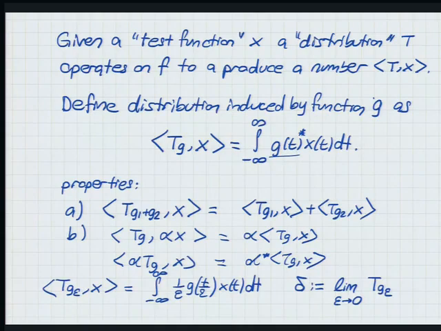And as a result of this limit, you can also conclude that delta acting on a test function would give you a result of this integral that's a limit as epsilon goes to 0. And that will actually give you x of 0. Okay? And that's really what we wanted from this delta, right?